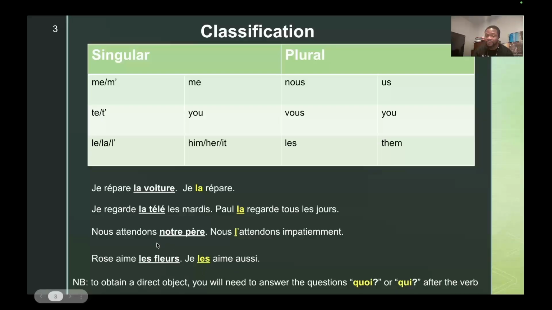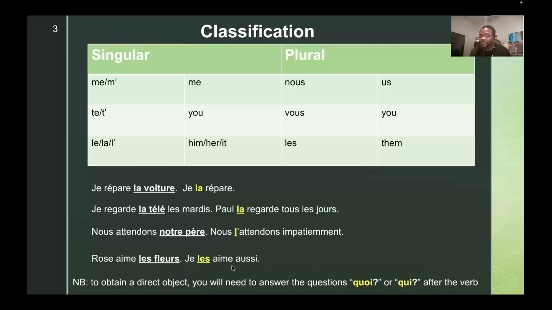Okay, les fleurs, plural, basically. So it is replaced by le and placed before the verb. Now, one of the biggest questions you can ask is, how do I know a direct object? How do I know what is a direct object in a sentence? One of the easiest ways to do this is when you are able to answer the question quoi, what, or qui, who, after the verb. If the answer you get is an answer to quoi, what, or qui after the verb, then what you are getting is a direct object.